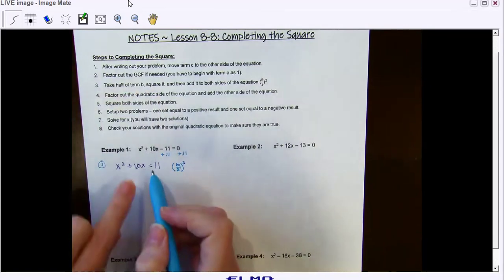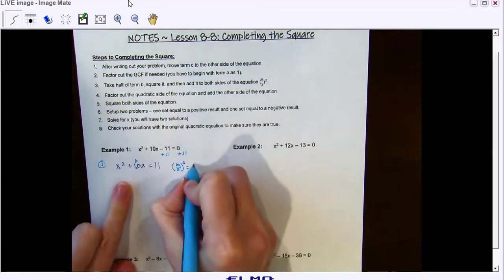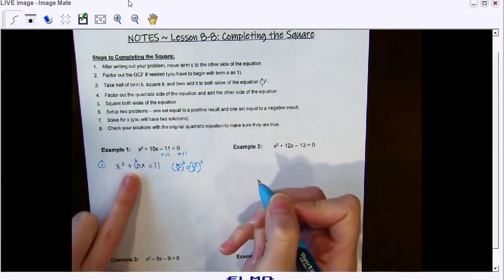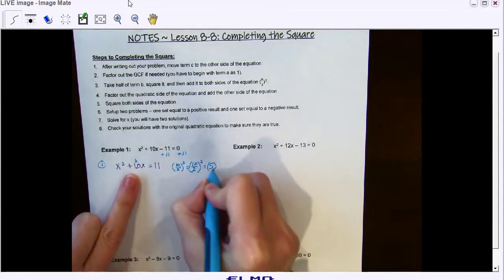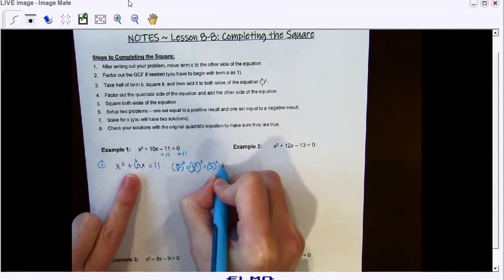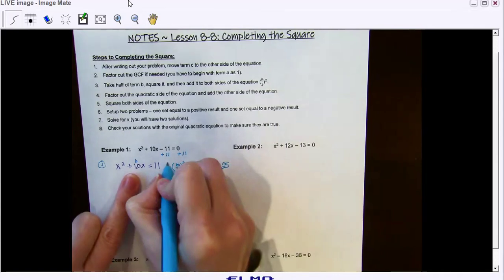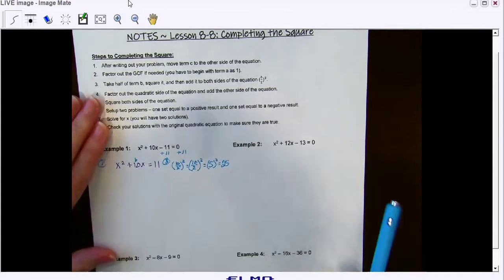So let's do that. B is 10. So we're going to take 10. We're going to take half of it, which just means divide it by 2, and we're going to square it. So we end up with 5 squared, which equals 25. So this right here was step 3 because we skipped step 2. So let's go ahead and do that here.